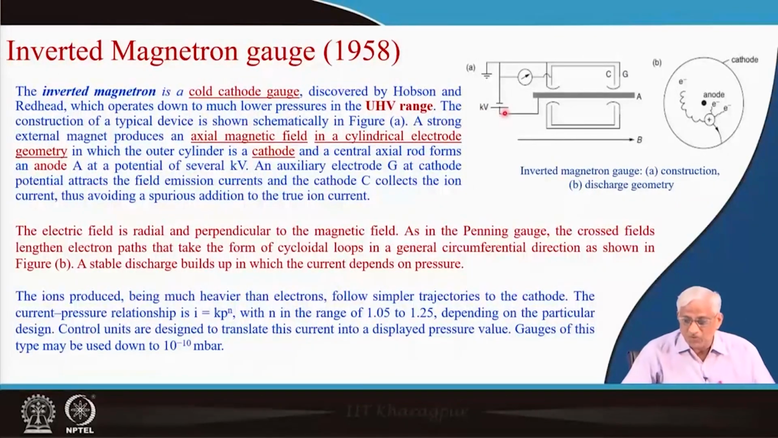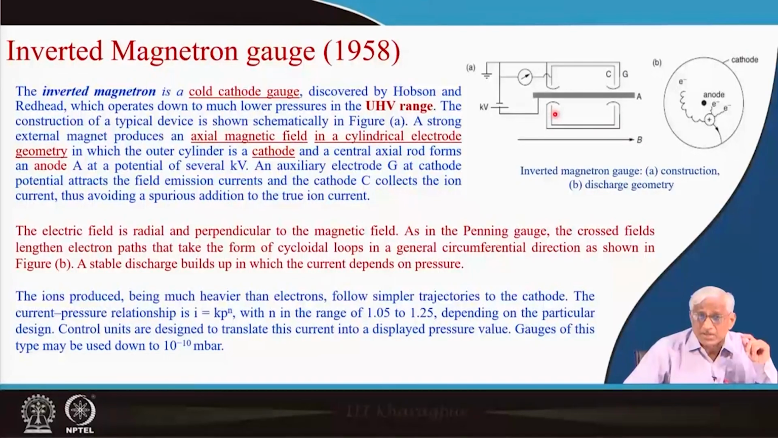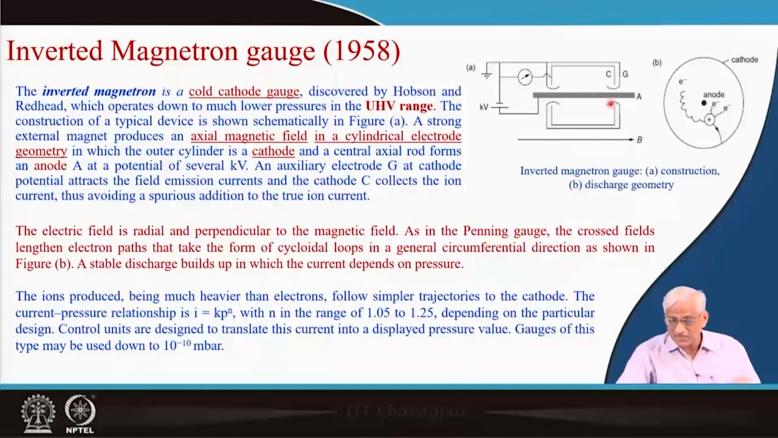The same principle is extended in the inverted magnetron, 25-30 years later by other scientists called Hobson and Redhead. What they did was, because there were some errors coming from electrons interfering with the ion currents, there was a central anode which is like a rod, and a small cathode which is like a cup, but in between they introduced one more electrode which is at the same potential as the cathode, both at ground potential. The positive terminal will be connected to the anode. That is why this is called the inverted magnetron.